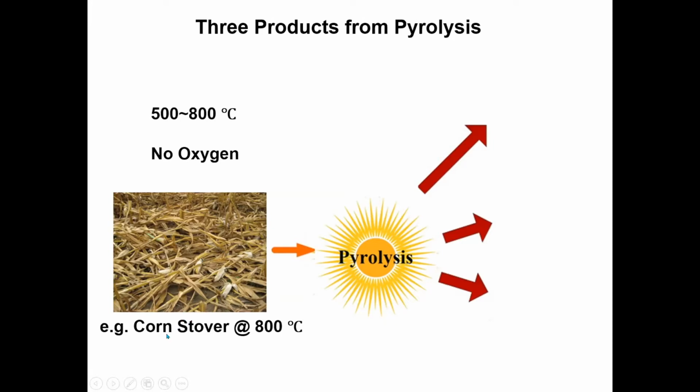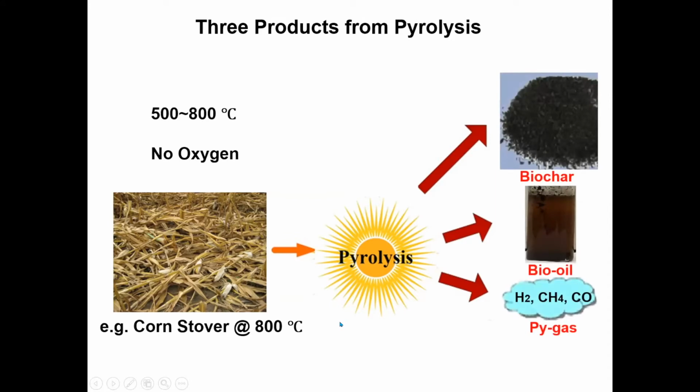For example, if we pyrolyze corn stover at 800 degrees Celsius, we can get 3 products. The first product is biochar. It's the solid product. Biochar is a worldwide well-recognized soil amendment. We also have the liquid product, bio-oil. And we have another product, the gas product. We normally call it pyrolysis gas, or we can just call it pi gas. In the pi gas, we have hydrogen, methane, and carbon monoxide, these energetic components. Bio-oil and pi gas will be used for energy recovery, and biochar will be used as soil amendment, as I just mentioned.